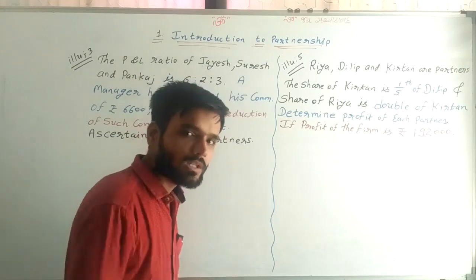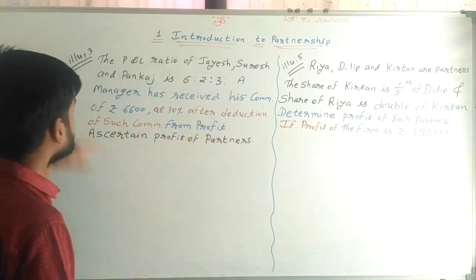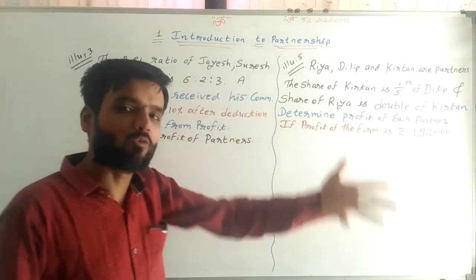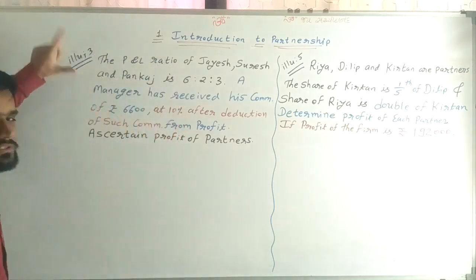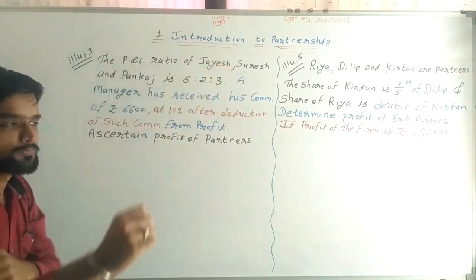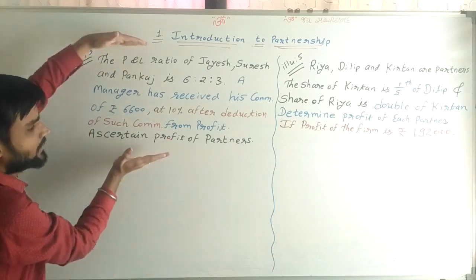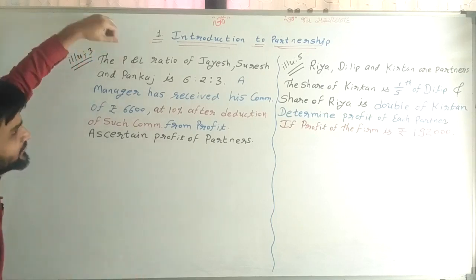Now, again we are starting with the sum, illustration number 3. Last time we did illustration number 4. In this lecture, we are doing illustration number 3. Now, first of all, what is the first step? Understand the question.